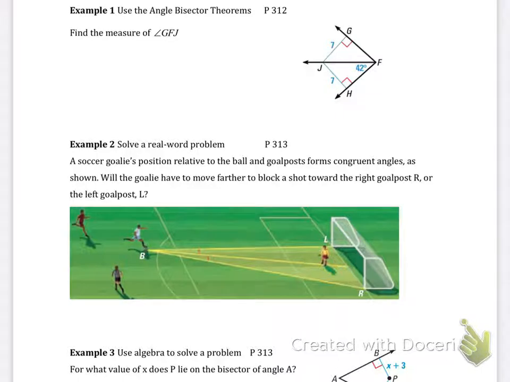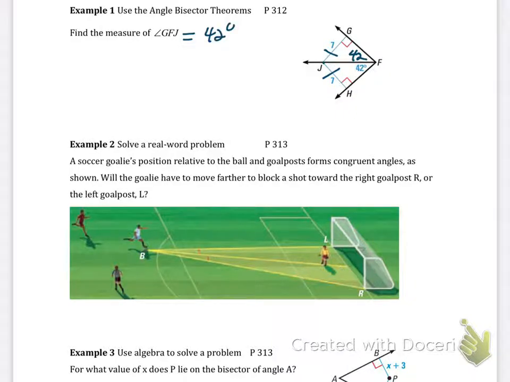So here's an example. It's find the measure of GFJ. So what am I seeing? I am seeing that the distance from J to H and the distance from J to G is exactly the same. Therefore, I know that angle F has been bisected. So this is also 42. So GFJ is going to equal 42 degrees.